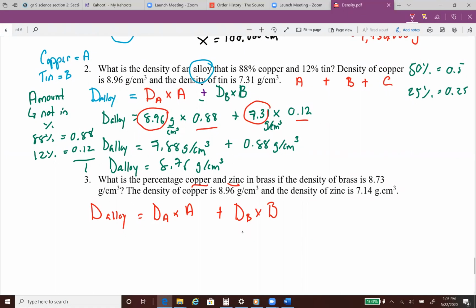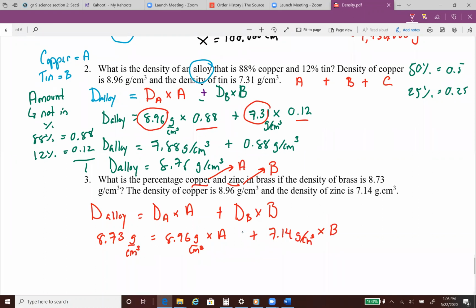So let's start setting it up the same way. But in this case, what's different is we have the density of the alloy. So we're going to write that down. The density of the alloy is 8.73 grams per centimeter cubed. Now, we have the density for A. Let's go again with copper being A, and zinc is B. So we have the density for copper, 8.96 grams per centimeter cubed times A, plus the density for B, which is 7.14 grams per centimeter cubed times B.